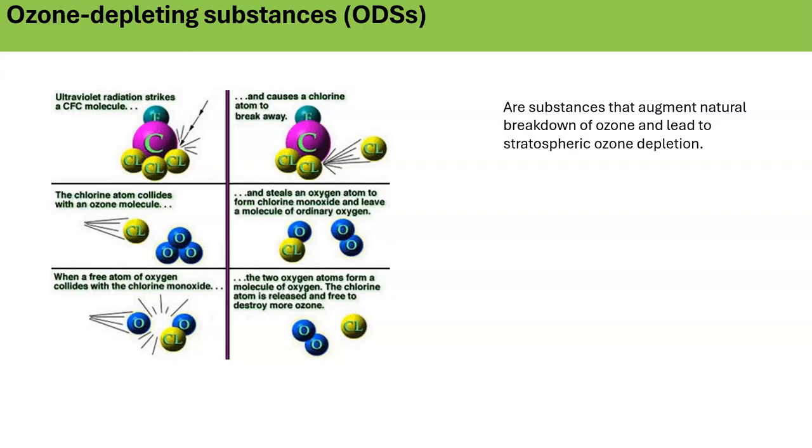So ozone depleting substances are also abbreviated as ODS. These are substances that destroy ozone. They basically augment this natural removal of ozone from the stratosphere.